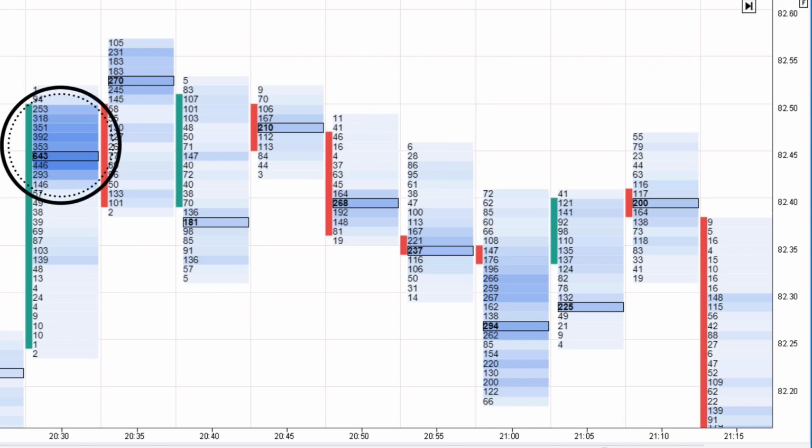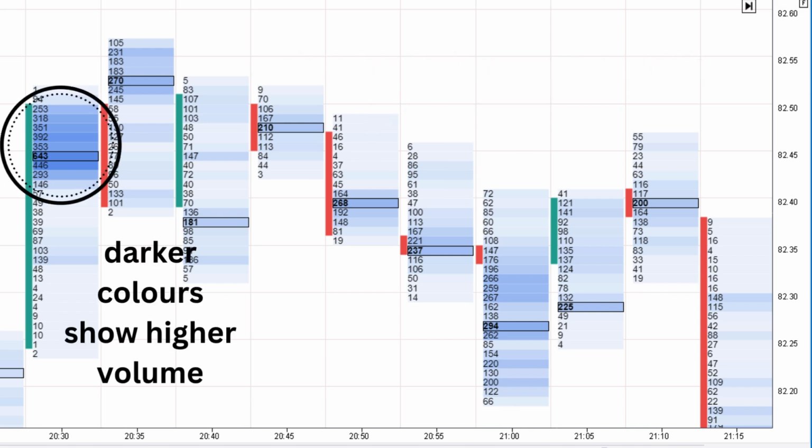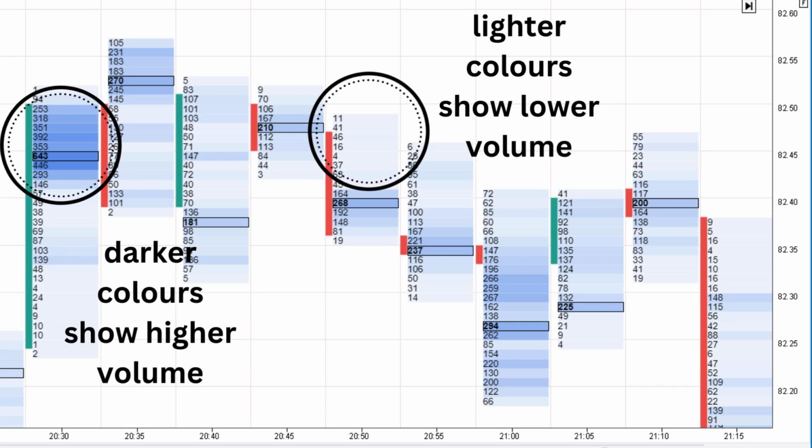On charts like this, volume is usually color-coded to be darker at the higher volume areas. This helps us easily and quickly identify areas of interest. For example, if we see high volume at a specific price level, it could indicate a strong support or resistance area. Let's check out an example to show you what I mean.